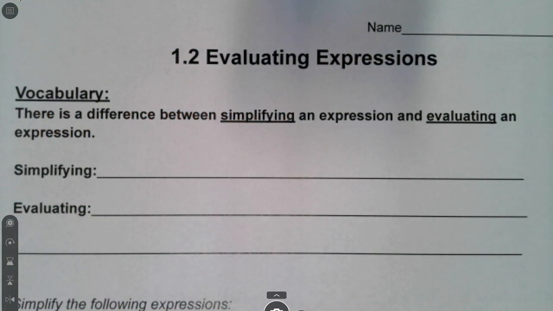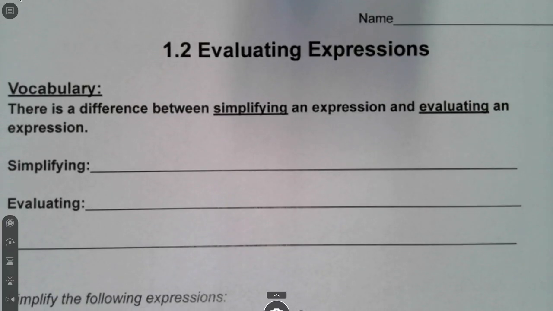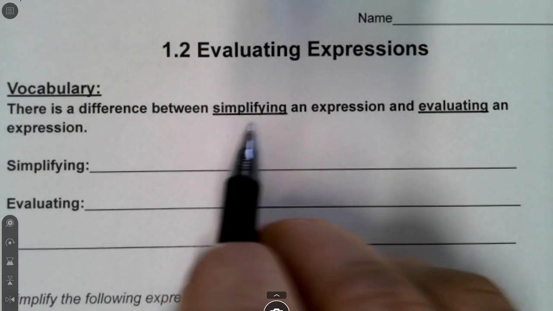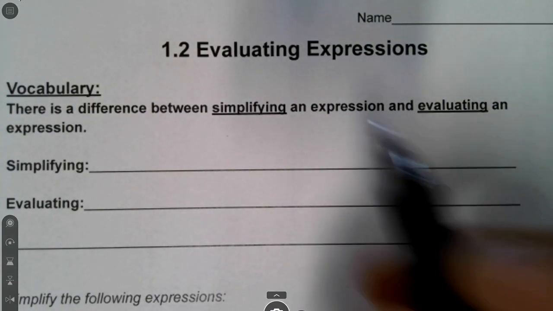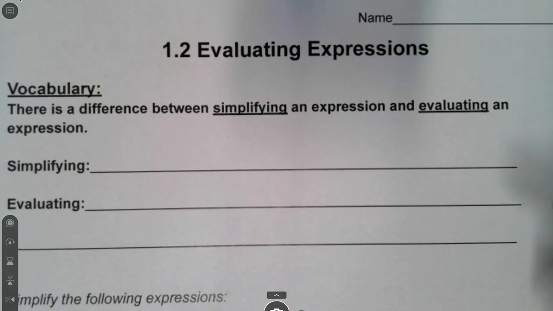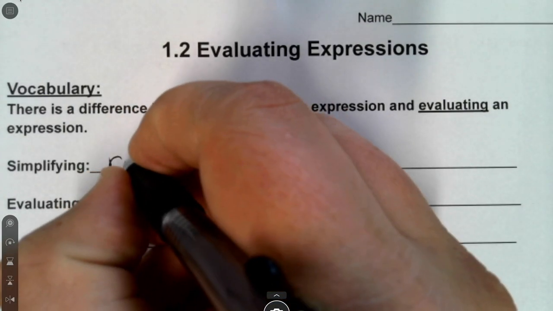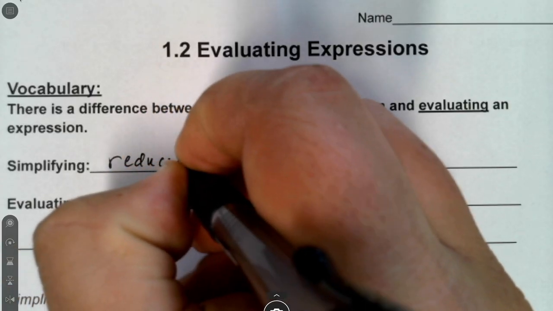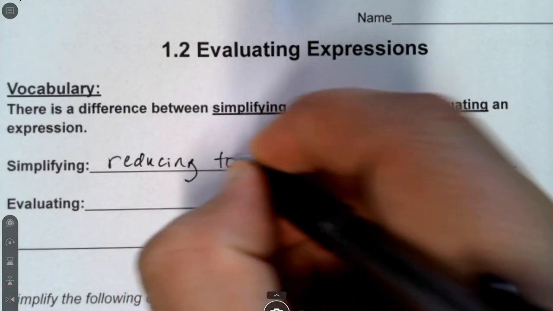Chapter 1, Section 2, Evaluating Expressions. Now, there's a difference between simplifying an expression, which we'll do some of that actually in the next section, and evaluating an expression. We're going to simplify here, but the focus will be more on evaluating, just as the title implies. But simplifying just means reducing to a simpler form.